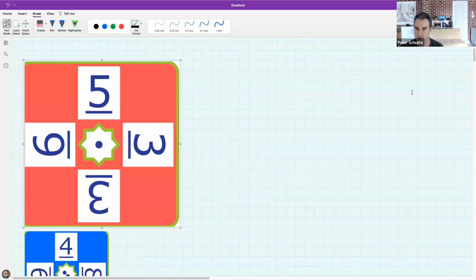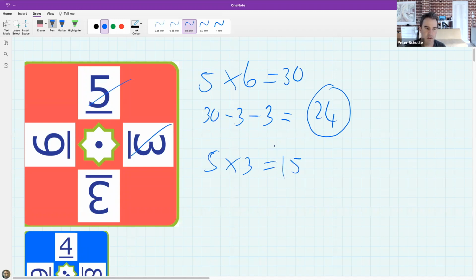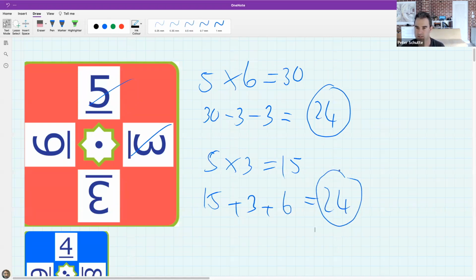So, there's a couple of ways to do this. We have 5 times 6 equals 30. And then 30 minus 3 is 24. And then the other way to do it was to say 5 times 3 is 15, and then 15 plus 3 plus 6. I like it. I like it very much.